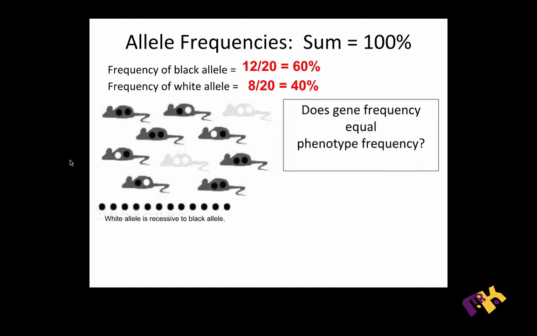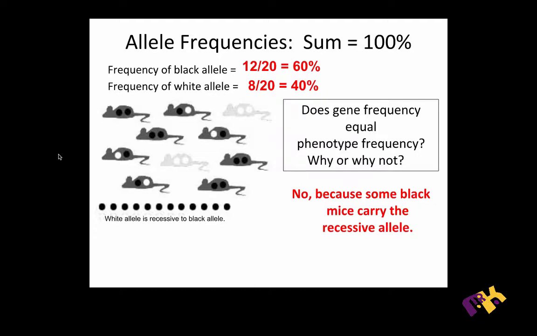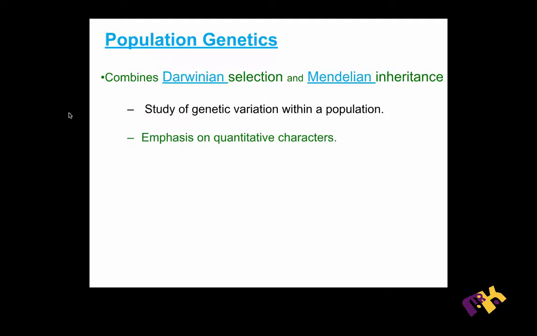So the question is, does gene frequency equal phenotype frequency? Notice that we have a 60% black allele, but if we look at our numbers here, we have 1, 2, 3, 4, 5, 6, 7, 8 of our 10 mice that are actually black in fur. So that would be an 80% occurrence of the phenotype. Why is that? Well, they don't match because some black mice will carry that recessive allele.